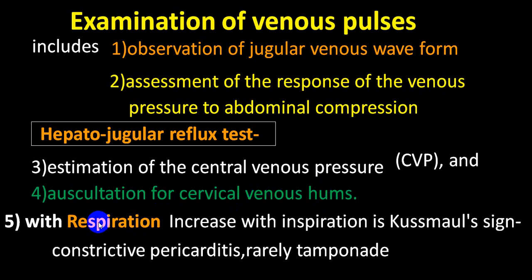Also you can look for the pulse wave effect by deep inspiration and expiration. If there is an increase in pressure during inspiration, it is in favor of Kussmaul's sign, which is more common in constrictive pericarditis rather than cardiac tamponade. So that is called Kussmaul's sign. You are aware of Kussmaul's breathing, but this is Kussmaul's sign, where on a deep inspiration, the pressure in the jugular vein column will increase.